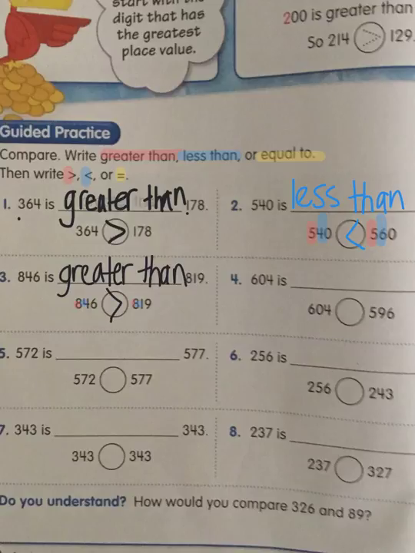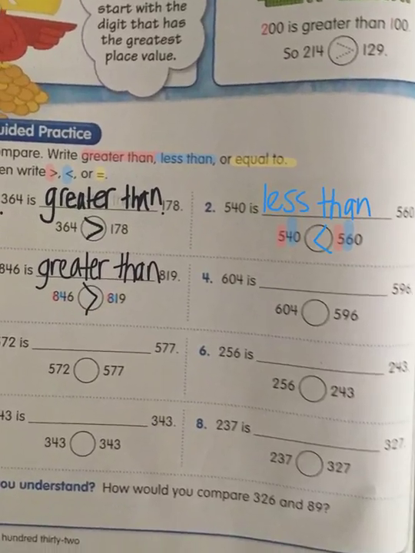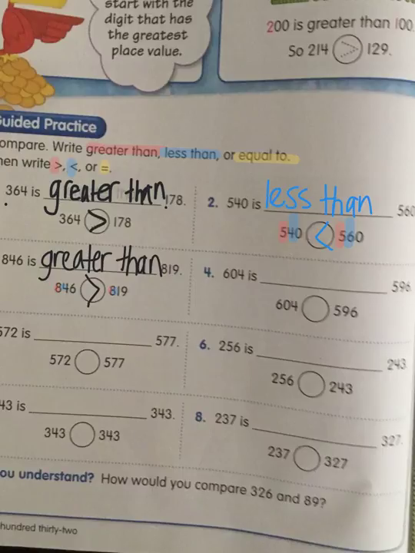Number 4. I'm going to move my paper a little bit. I can't see the whole thing. 604 and 596. Thank goodness I only have to look at the first digit. And the first number is 6 and 5. 6 is bigger, so 604 is greater than 596. And so my alligator's going to eat the bigger number, which is the one that starts with 6, 604.